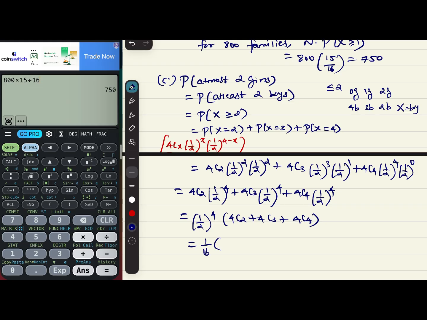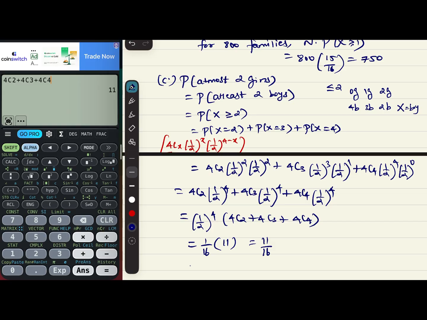And for this part we can use our calculator. 4C2 plus 4C3 plus 4C4, right? So what is the answer for that one? That is 11. So it is 11 over 16.